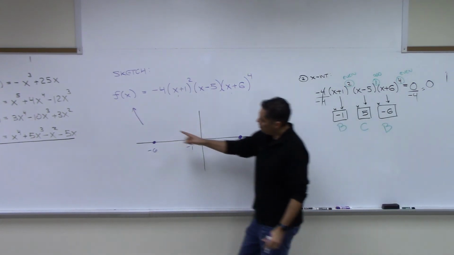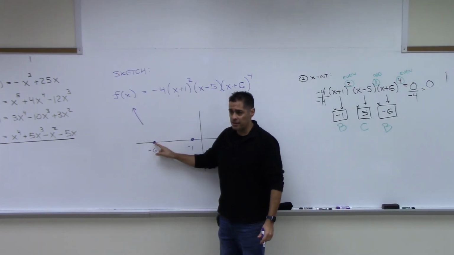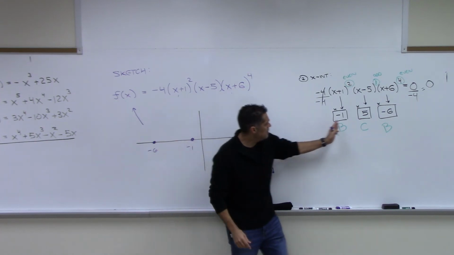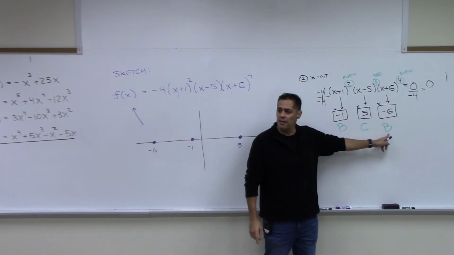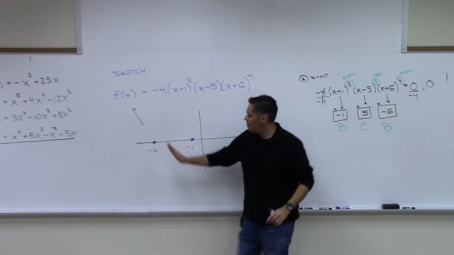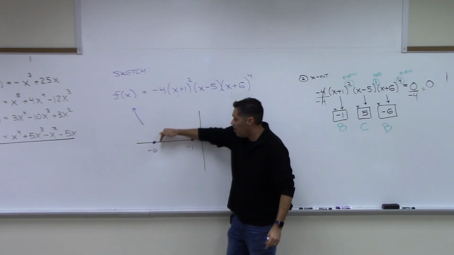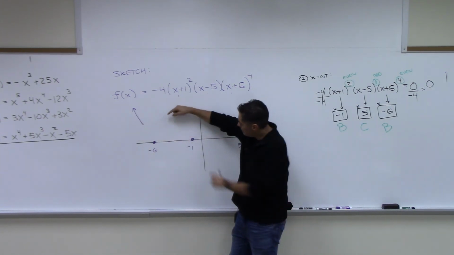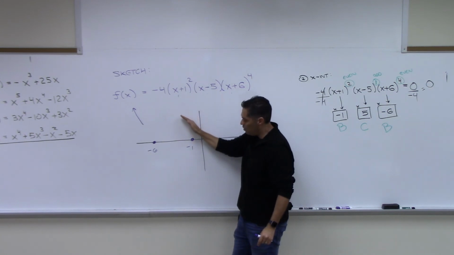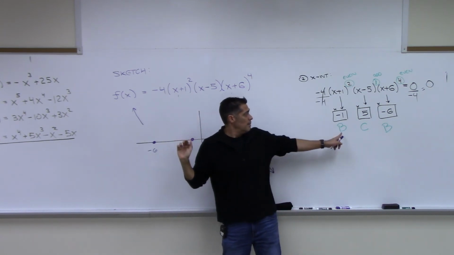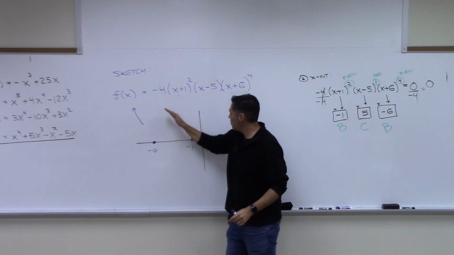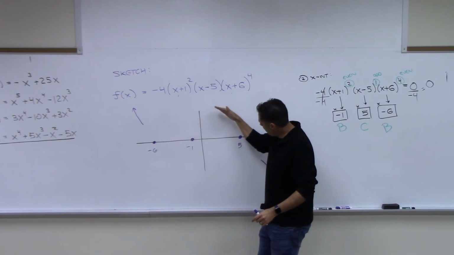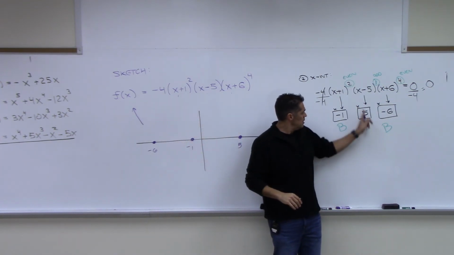I need to go here and get to negative 6. When I get to negative 6, I need to bounce off the x-axis. So I'm going to come down, bounce off, come back up, right? Then I have to get back down to here. When I get to negative 1, what am I going to do? Bounce again. So I'm going to bounce, bounce, and then when I get to 5, I'm going to cross.